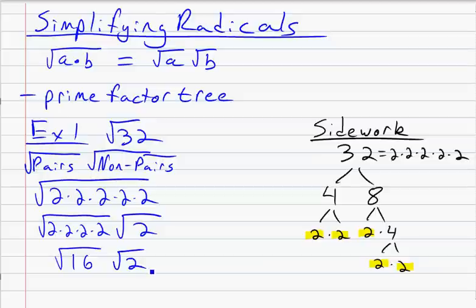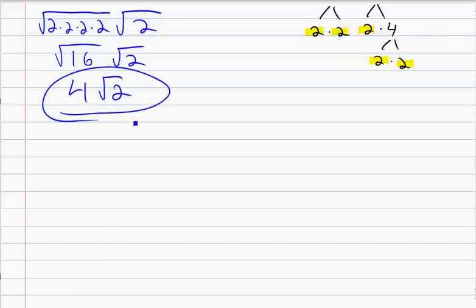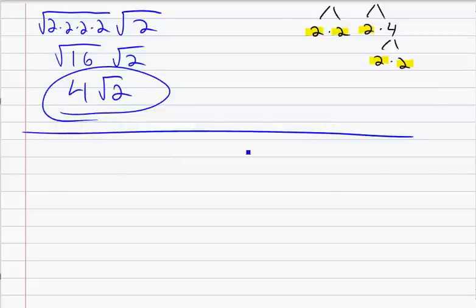Now, if you've done this correctly and you've organized into pairs and non-pairs, it'll work out very nicely because the first radical will always be a perfect square, and the second radical will always be fully simplified, meaning there are no pairs in it, so there's no perfect square factors in it. Square root of 16 is 4 times the square root of 2. And that's the answer. So that's the process we're going to be doing. And if you follow that process, you'll usually have some success. Let's try another one.